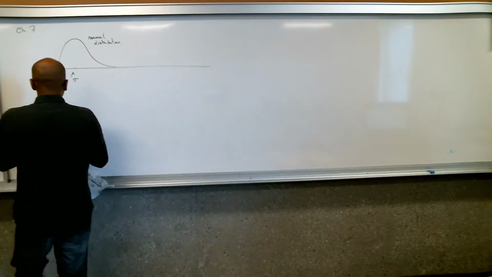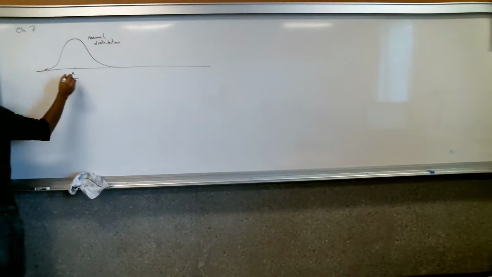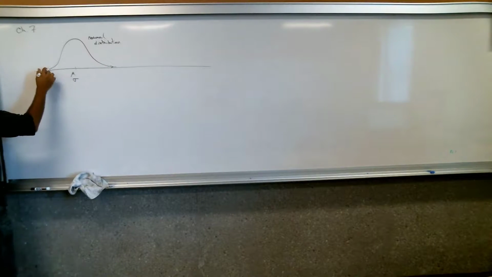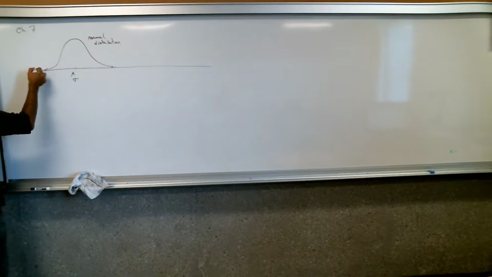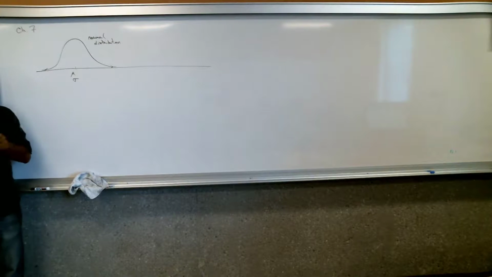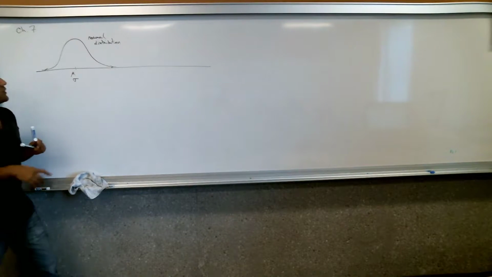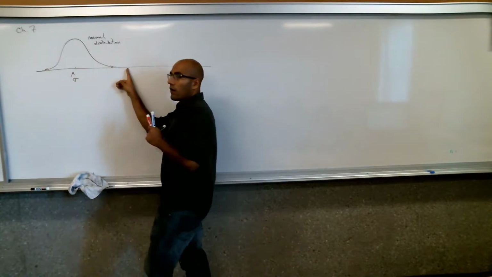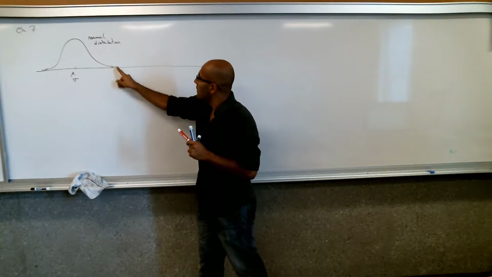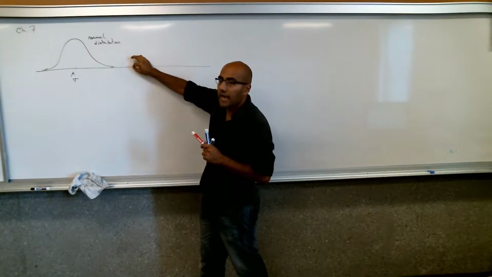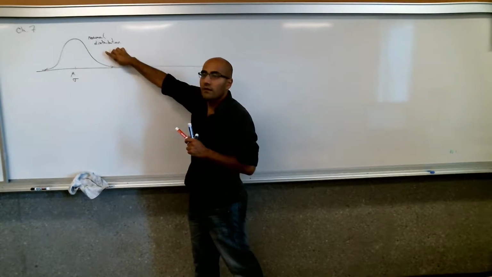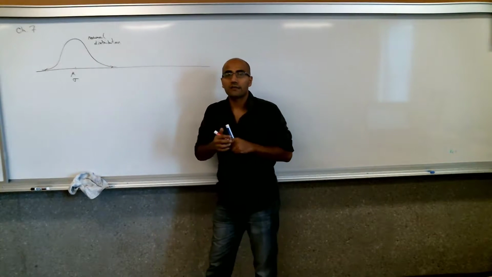Another important characteristic about normal distributions is that this line here goes on forever. It gets infinitely close to the horizontal axis, but never actually equals it, never actually goes below. So no matter how far away we are, there will always be a little bit of a gap, a little bit of space between that curve and the horizontal axis.